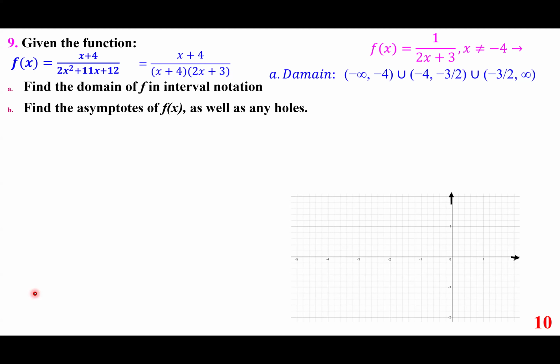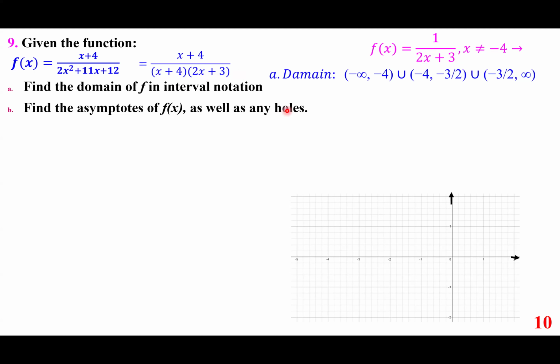So it's important to know you can't say here, set the denominator equal to 0, x equals negative 4, x equals negative 3 halves. That's not how it works. You have to look at the simplified version. So what happens at x equals negative 4? If you plug it in here, this is the location of a hole.